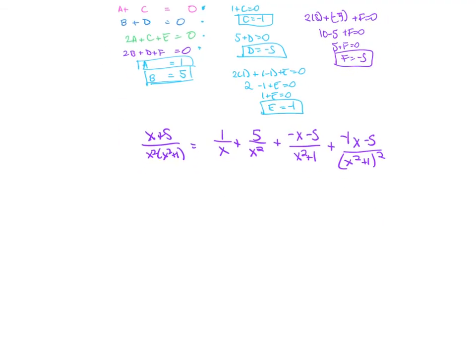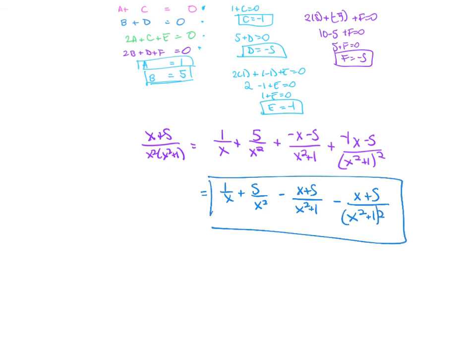And then, of course, you could rewrite that, factor out the negatives. So 1 over x plus 5 over x squared minus (x plus 5) over x squared plus 1 minus (x plus 5) over (x squared plus 1) squared. And there's our answer.